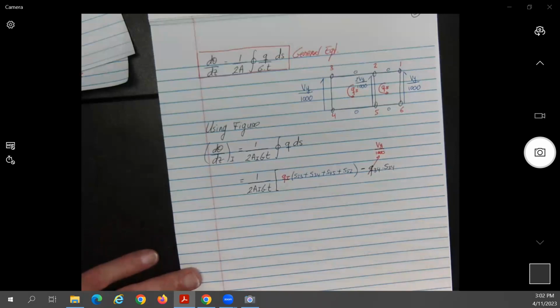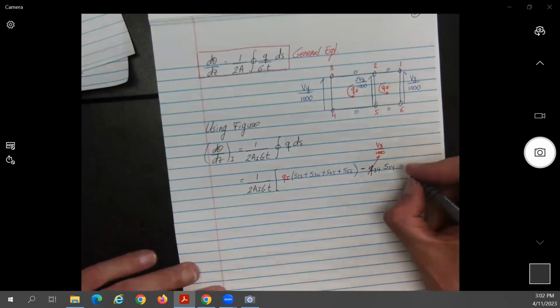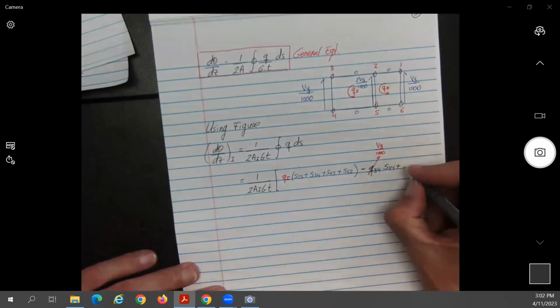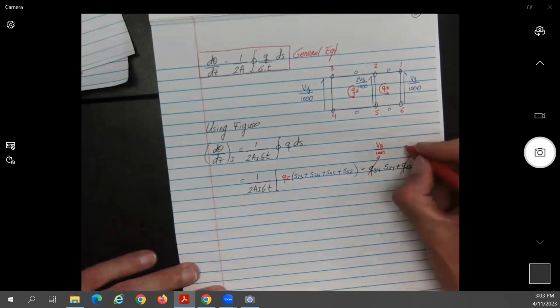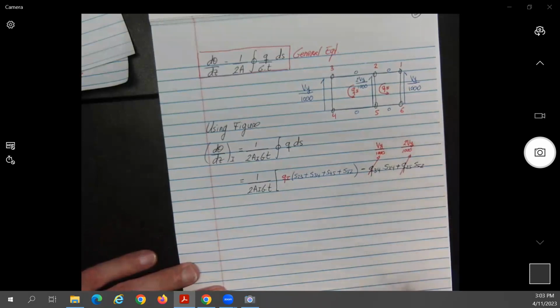Okay, let's do the other one. What about Q25? Is it going to be positive or negative? Positive. Plus Q25 times S52 if I use the same notation. And what would be Q25? Two Vy over 1000.